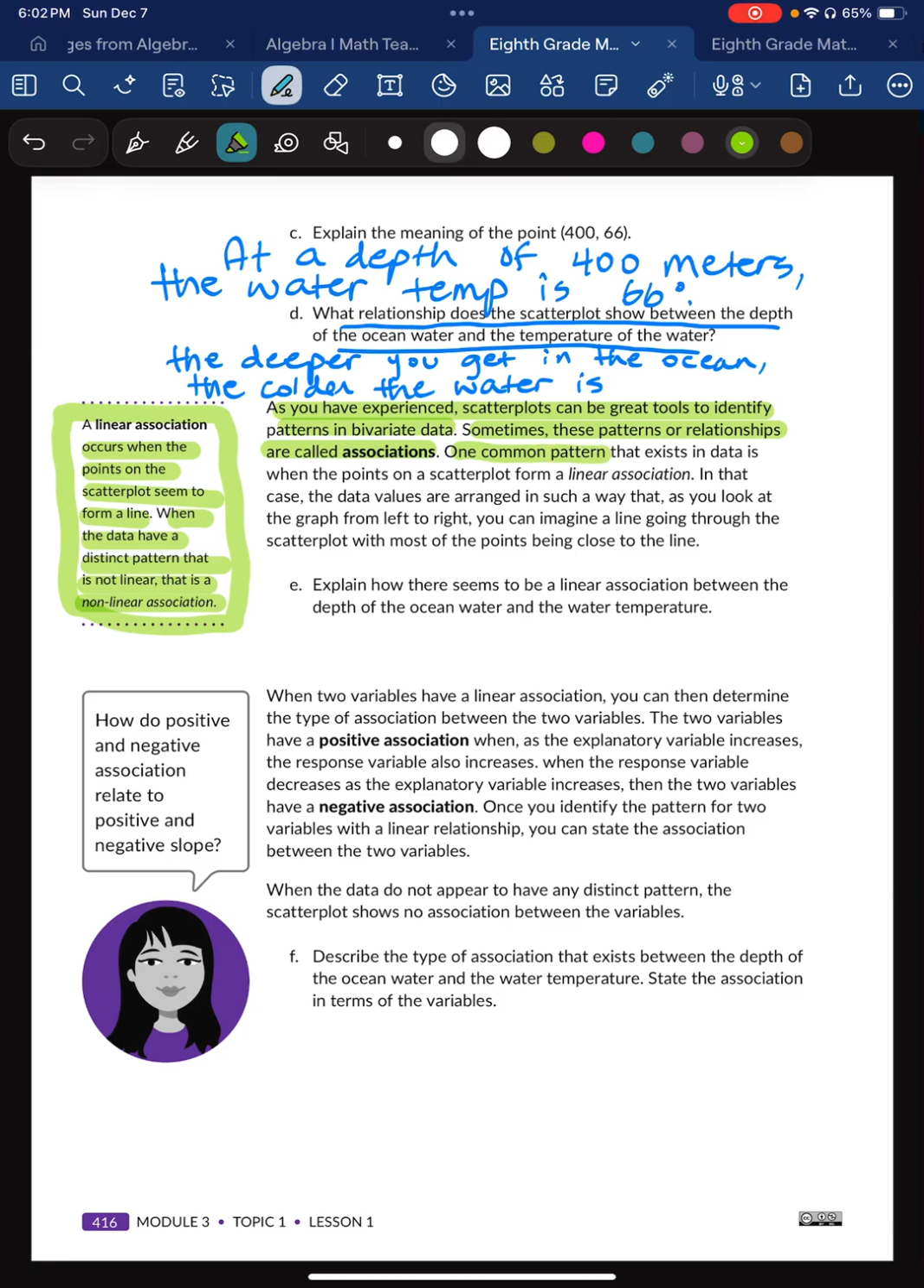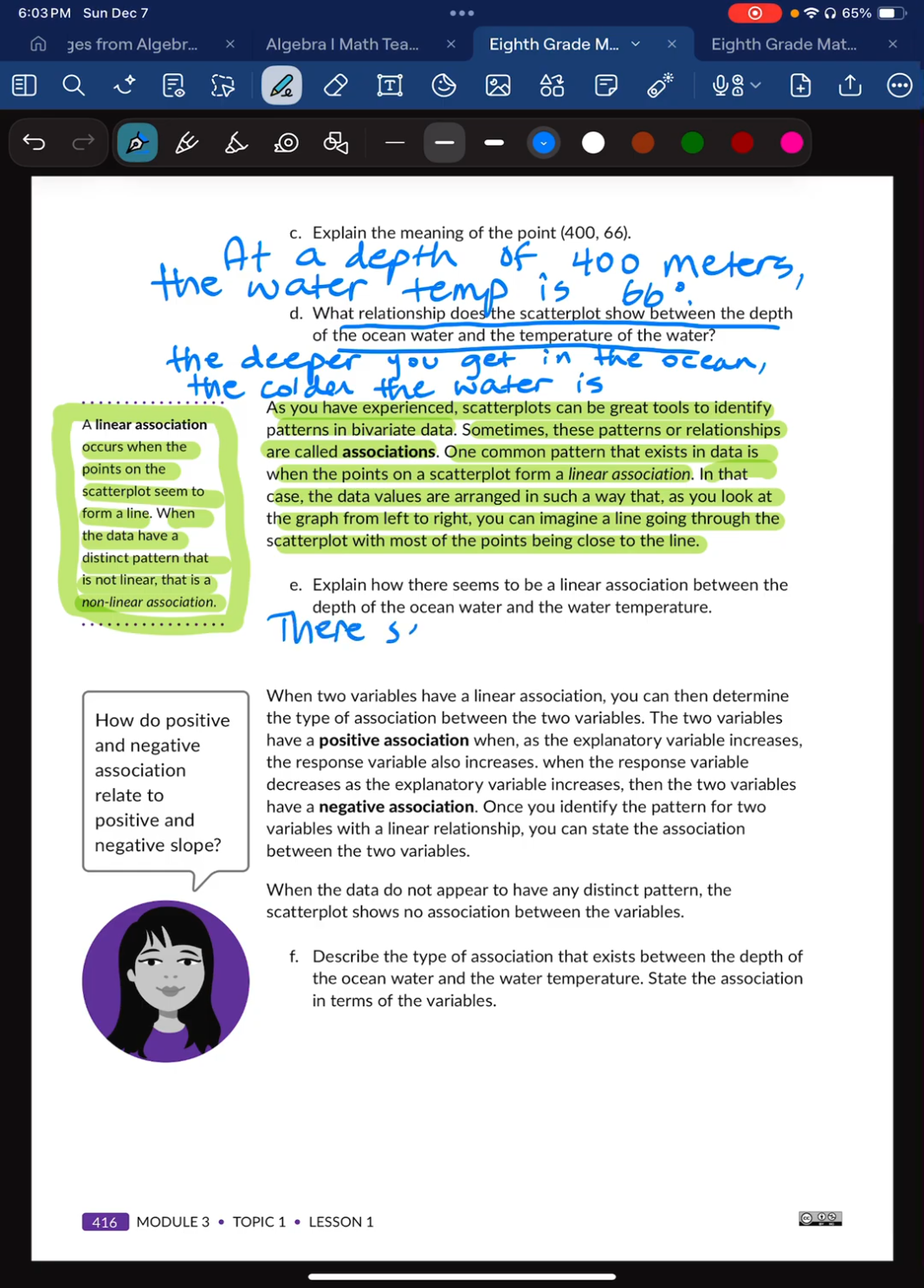One common pattern that exists in data is when the points on a scatter plot form a linear association. In that case, the data values are arranged in such a way that as you look at the graph from left to right, you can imagine a line going through the scatter plot with most of the points being close to the line. Explain how there seems to be a linear association between the depth of the ocean water and the water temperature.